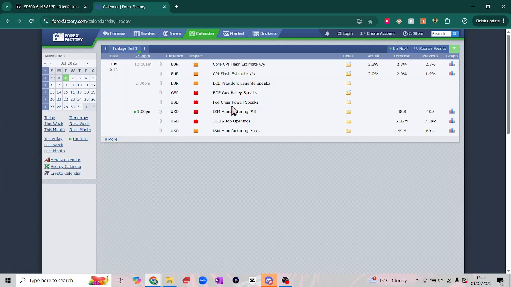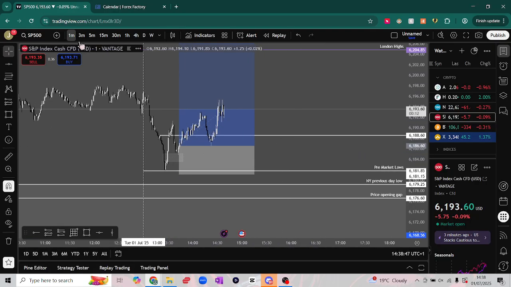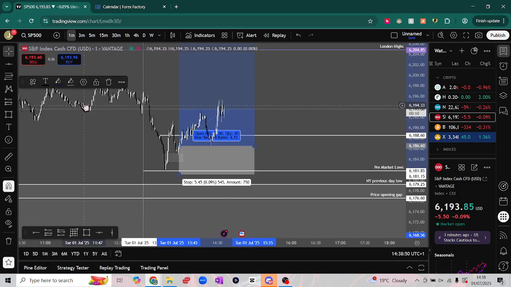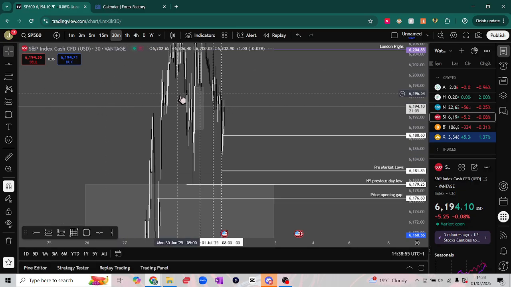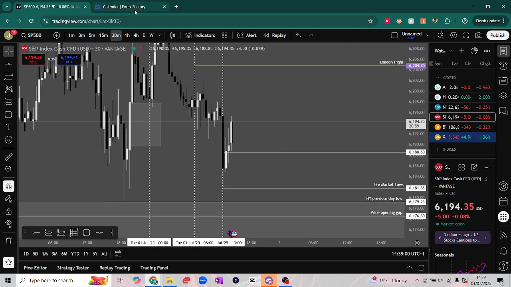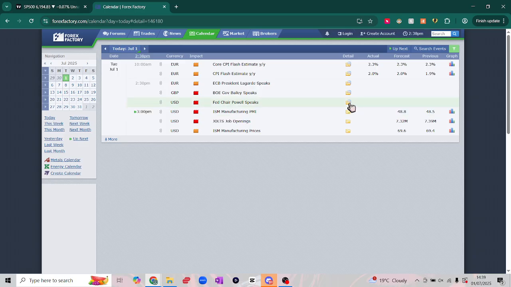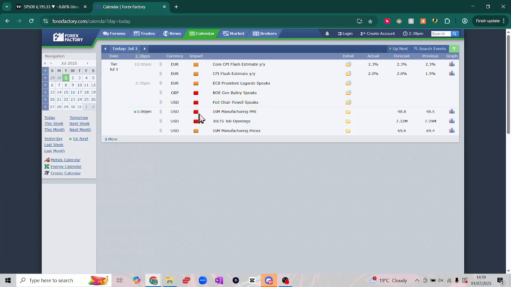Okay, so Powell's speaking. I don't know if anything happened because we didn't get any big. Let's go ahead and I can delete this. I was just using this as an example. But if we go ahead and mark it up, even on this 30-minute candle, not much has happened really, considering Powell speaking, which is weird. Yeah, I have no idea, bro. If I see Powell speaking, I just think it's going to go crazy. But we also have JOLTS job openings and manufacturing PMI.